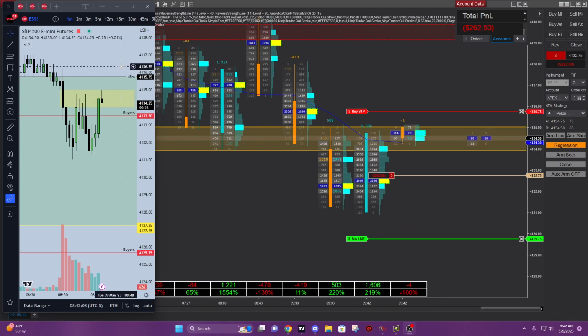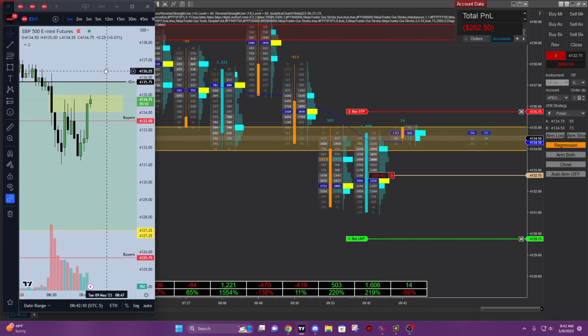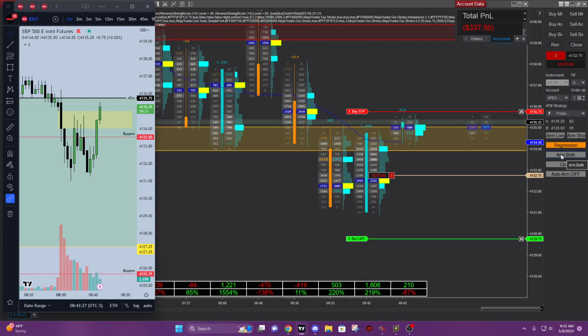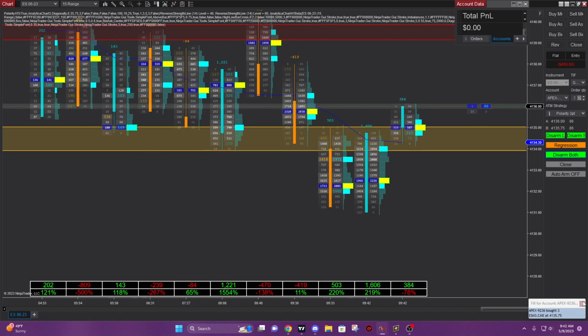It looks like we're about to step out on this trade. As I predicted, we were finding buyers, right? Found buyers in demand, right? That's kind of my own fault. I should have been arming regression short for now, at least. Can we just rearm in regression when we stop out? Stop filled. There we go.